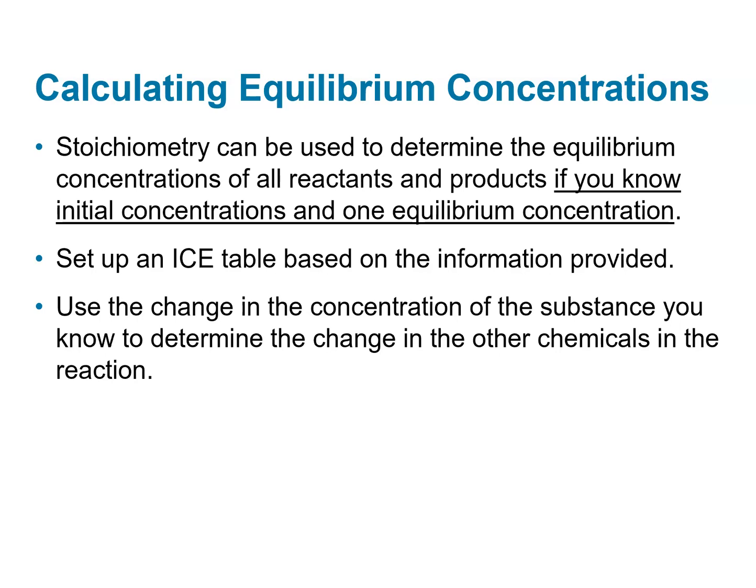So what we use is called an ICE table. We're going to go into a bunch of different scenarios with it, but ICE stands for initial, change, and equilibrium. We're going to use the change in the concentration of whatever substance we know to determine the change of all the other chemicals in the reaction based on their stoichiometry, those molar ratios or molar equivalents in the reaction.